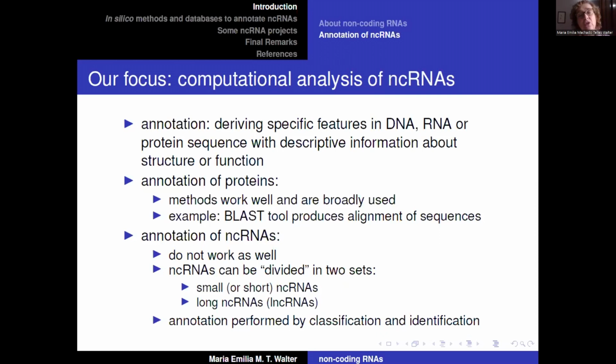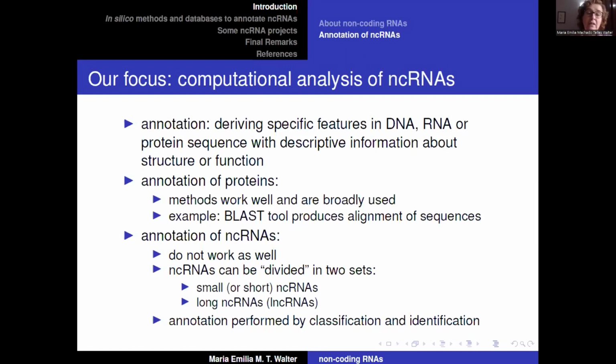The annotation of proteins, or finding molecular functions in proteins, is based on methods that work very well and are broadly used. An example is BLAST. The BLAST tool produces alignment of sequences, but the annotation of non-coding RNA, or the finding of specific features in non-coding RNAs, doesn't work so well.